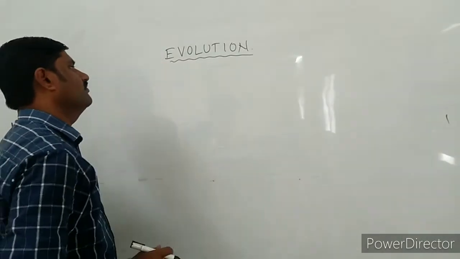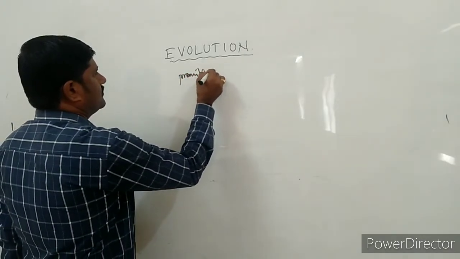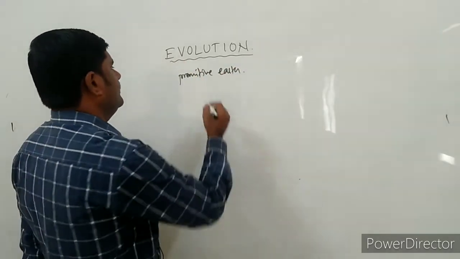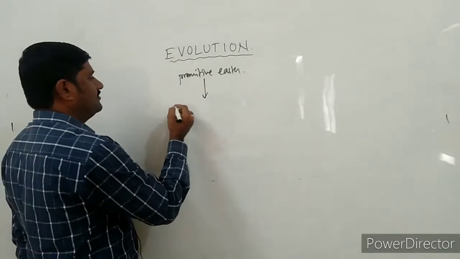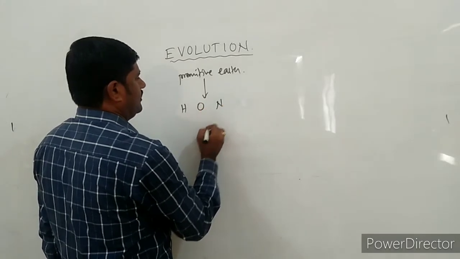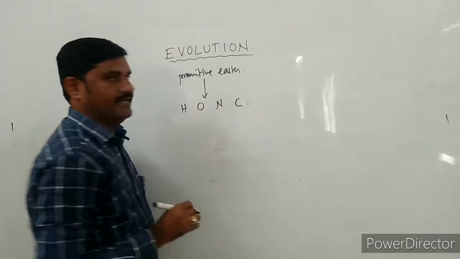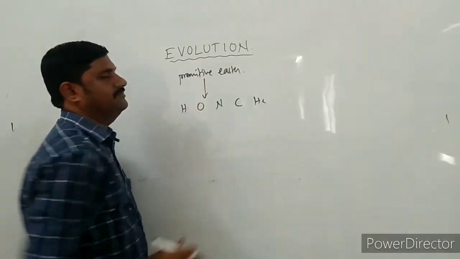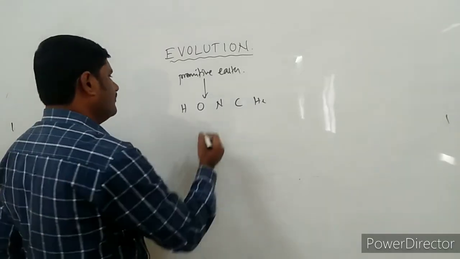Yes, first of all, what was present was the primitive earth. There was nothing else. Only atoms were there. Hydrogen was there. Oxygen was there. Nitrogen was there. Right? As well as carbon, and as well as helium. All these atoms of these gases were existing previously, and later what happened?